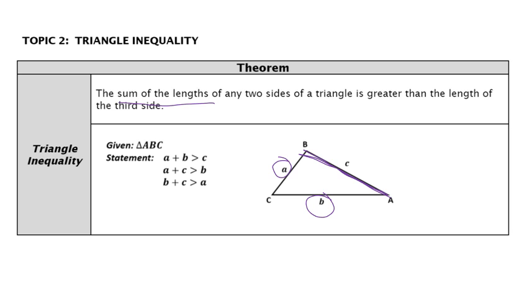Same thing if I take any combination like side A and side C, it must add up to be greater than side B, and same for the last combination. So any two sides I add up have to be greater than the third side, otherwise it won't meet up and it won't create a triangle.